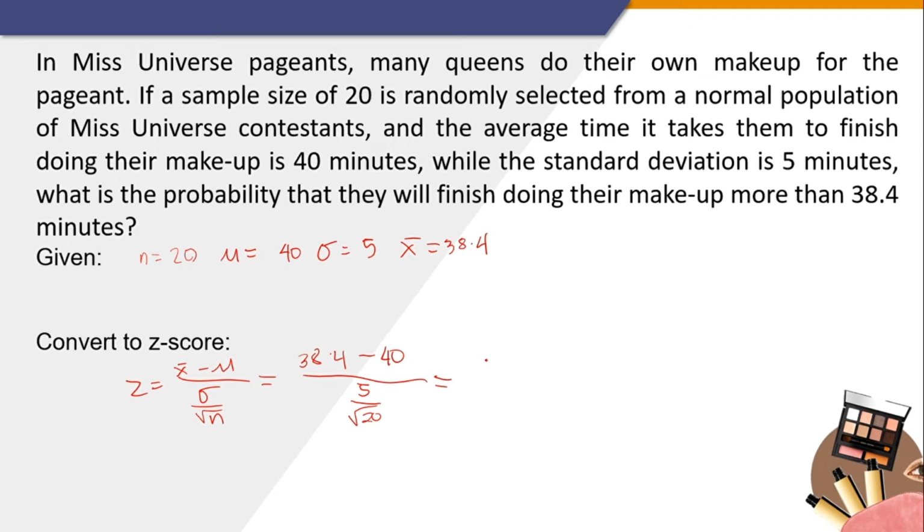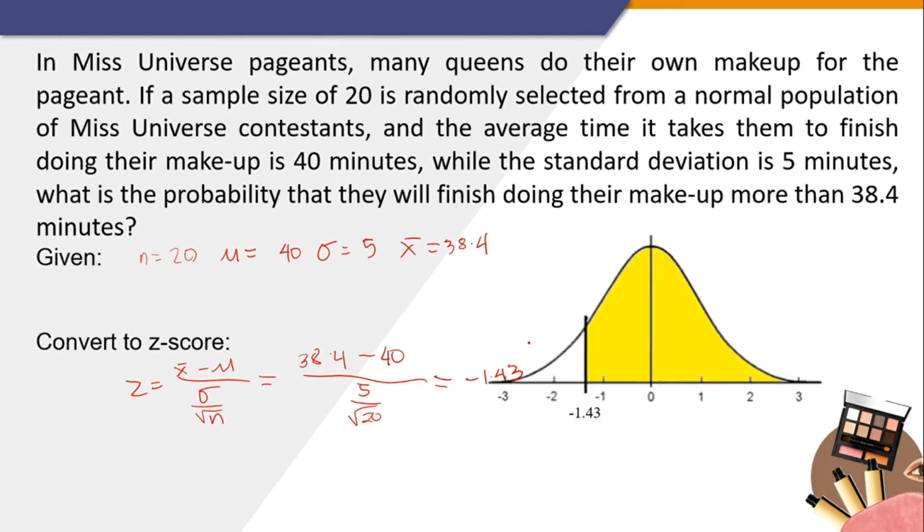negative 1.43. So, doon sa normal curve, negative 1.43 is somewhat here. And since sabi niya, more than, so kapag more than or greater than, yung masya-shaden sa normal curve is nandito sa right side. So kapag less than, dito naman sa left side.